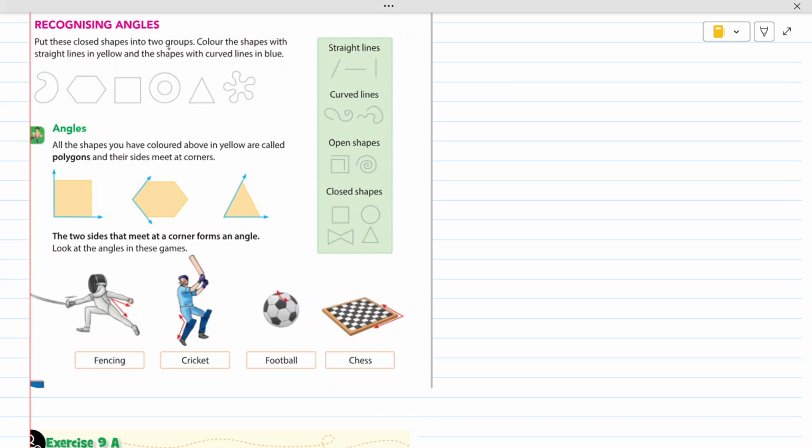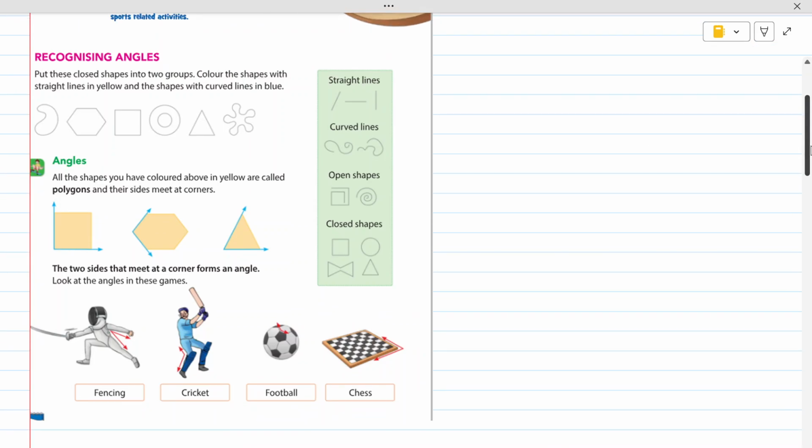Now let's go to the angles and see what is written over here. Put these closed shapes into two groups. Color the shapes with straight lines in yellow and the shapes with curved lines in blue. So let us start this, kids. What we are going to do is color the shapes with straight lines in yellow. So instead of yellow, I am picking red here. So we have to color the shapes with straight lines in red.